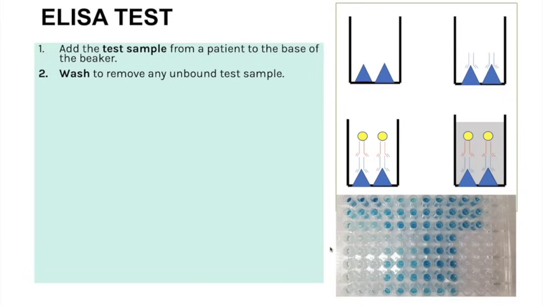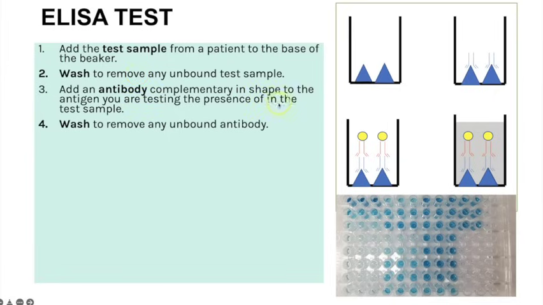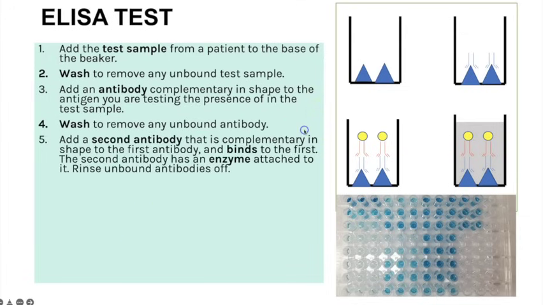Now another test we can look at is this one here for the ELISA test, where you would add the test sample from a patient to the base of a beaker, wash to remove any unbound test sample. Then we add an antibody complementary in shape to the antigen you are testing the presence of in the test sample. Again, we then wash to remove any unbound antibody. Add a second antibody that is complementary in shape to the first antibody and binds to the first. The second antibody we can see here has an enzyme attached to it. Again, we have to rinse just to make sure if there's any unbound antibody, those are taken off.